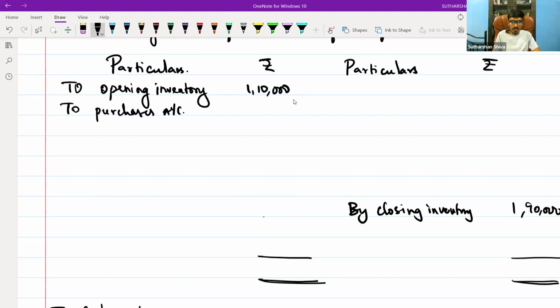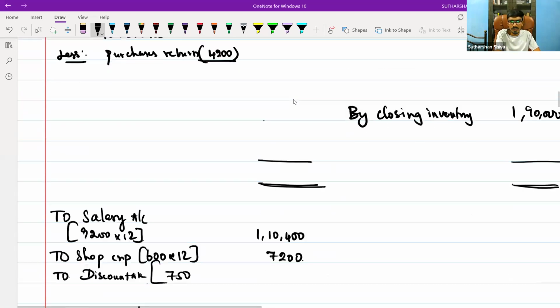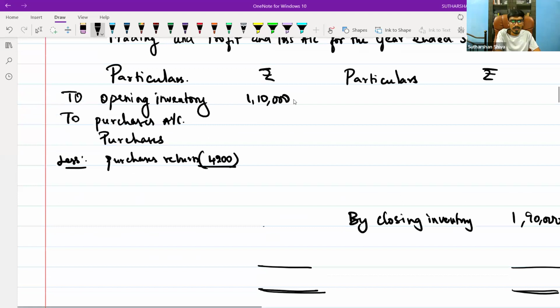Okay. Then I will write purchases, less purchase return. I don't know what my purchase value is. I only know the purchase return as of now. I will show it and then I will prove it. Then that adjustment is done.